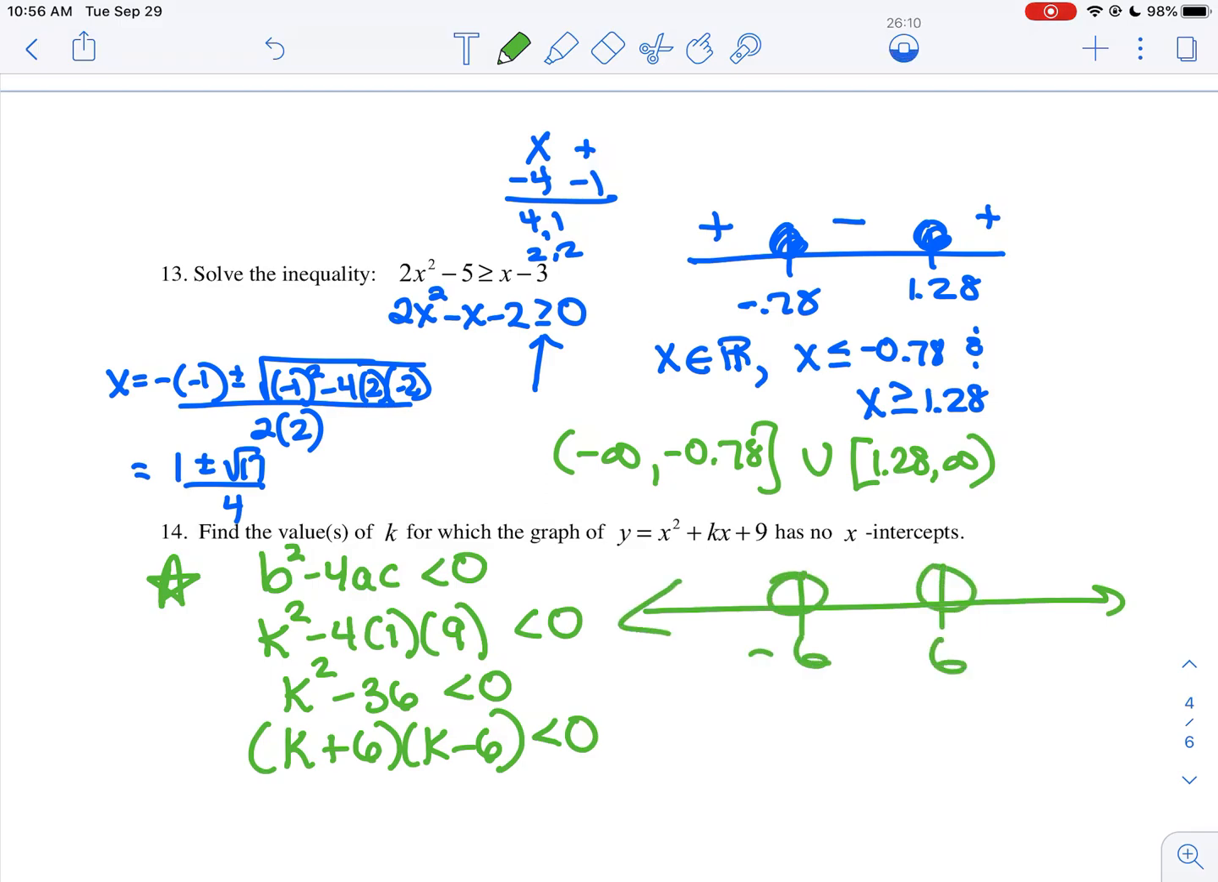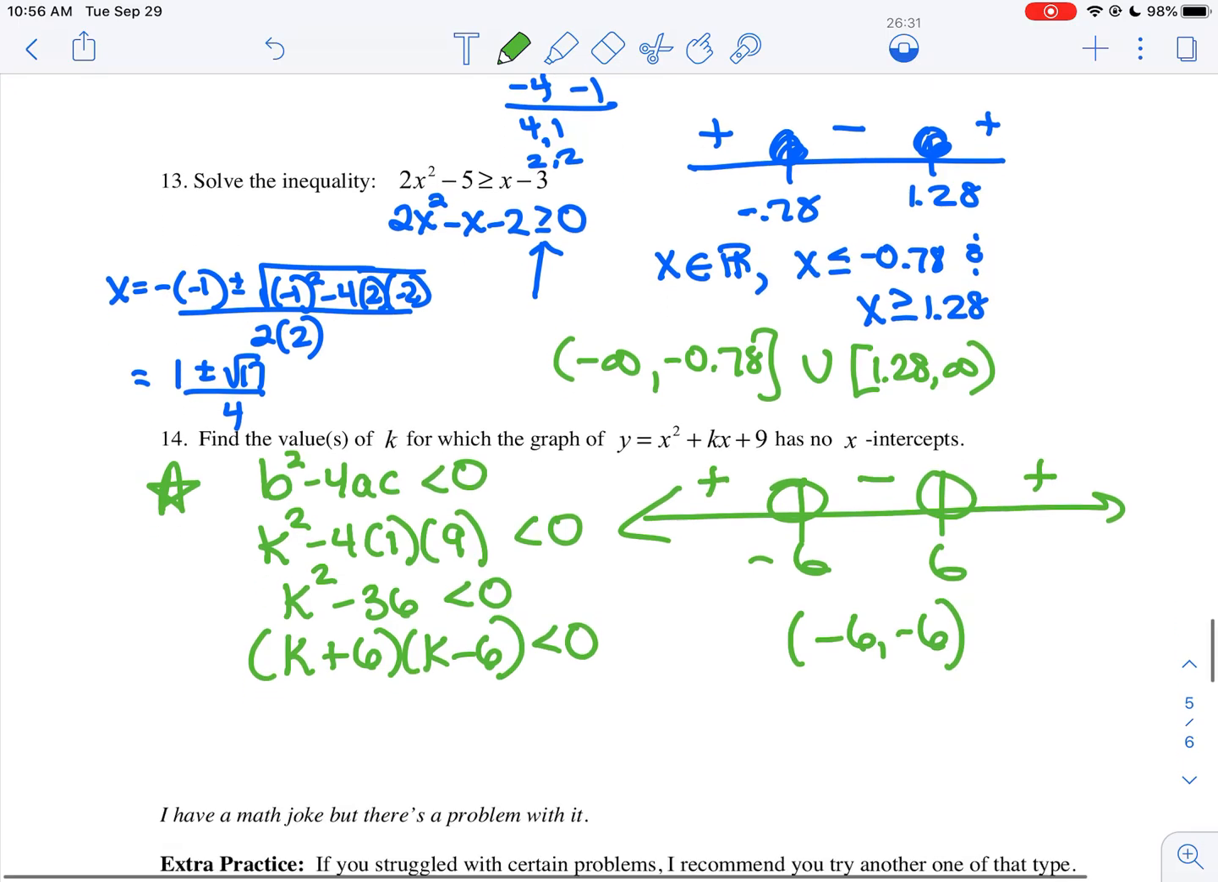And then I would test point. I would pick, say, 7. Put 7 in, and that's positive. If I pick 0 in, it's negative. And if I pick, say, negative 7, that's a negative times a negative is positive. So I want values that would be negative, so that's between negative 6 and 6. Okay? There we have it.